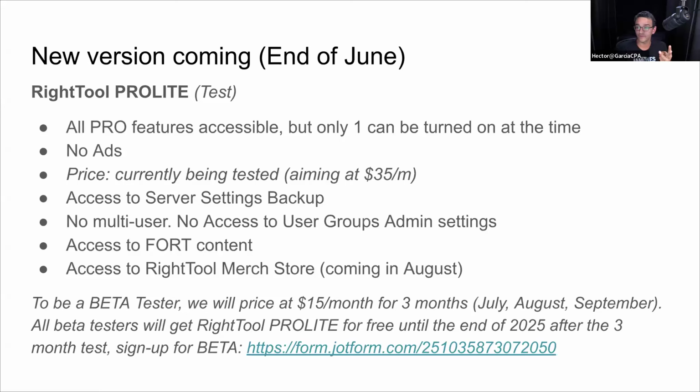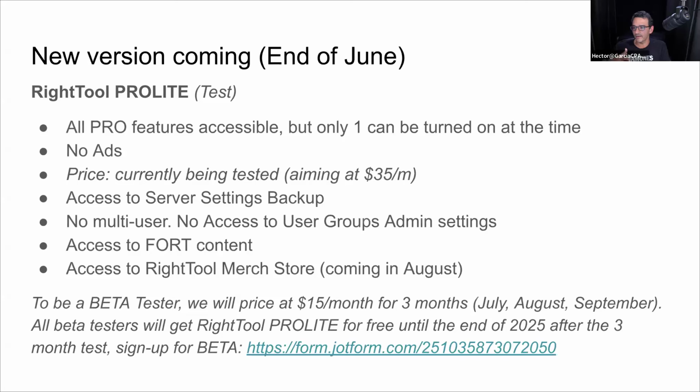You're going to test it out for 3 months, July, August, and September. As soon as we're done with that test, we'll give you the rest of the year of RightTool Pro Lite for free. So basically you're getting 6 months of a $35 a month thing for $45 in total. That's how we want to treat our beta testers. You pay a little bit to make sure it's valuable, but in exchange, we'll give you a couple of free months. And then, once we iron out all the kinks, it will probably start in 2026.